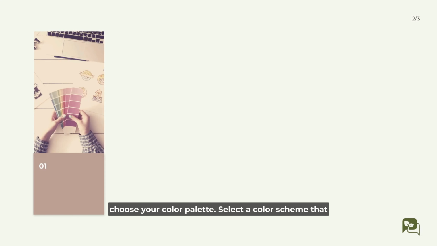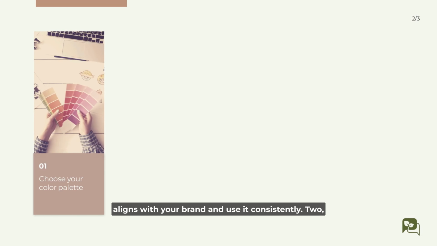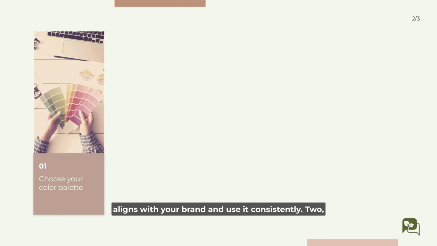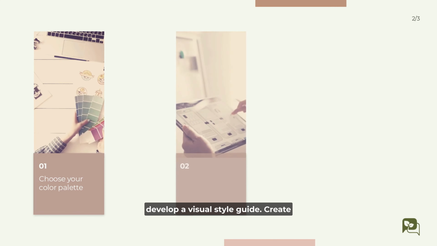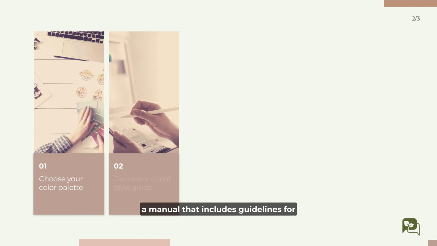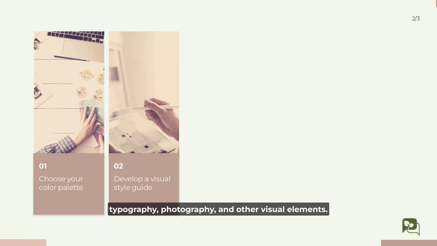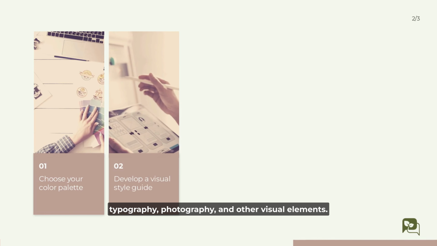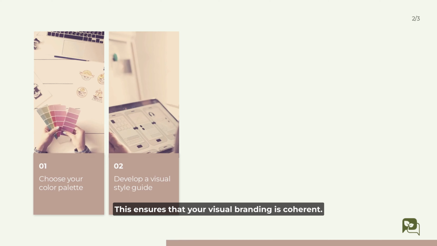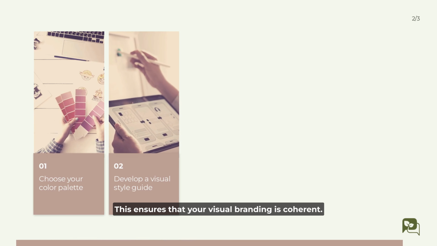1. Choose your color palette. Select a color scheme that aligns with your brand and use it consistently. 2. Develop a visual style guide. Create a manual that includes guidelines for typography, photography, and other visual elements. This ensures that your visual branding is coherent.